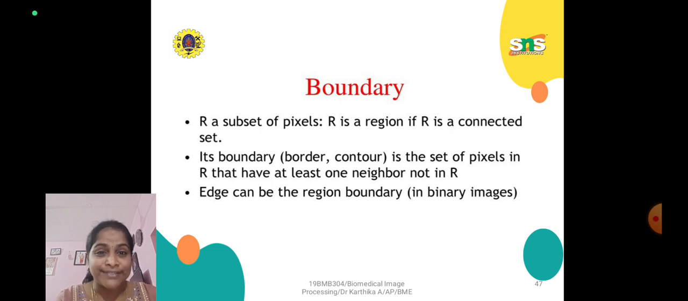And in this Jan 2025 lecture series, we are discussing the relationship between pixels in image processing. Already we have discussed connectivity, path, and neighborhood of pixels. Now we are going to discuss boundary in pixels. What is the use of boundary here?